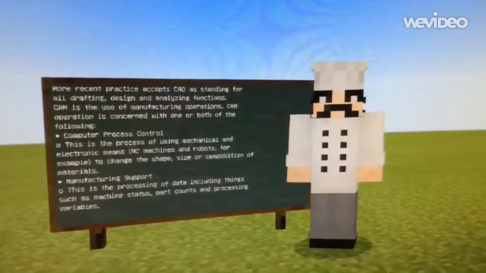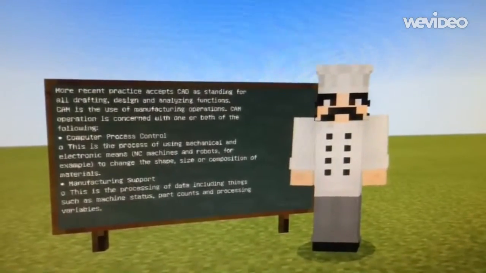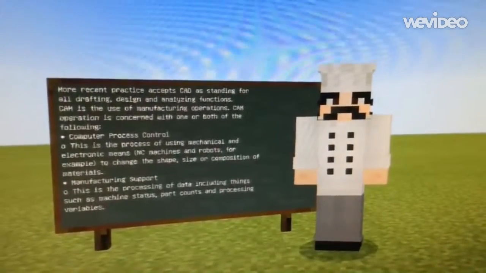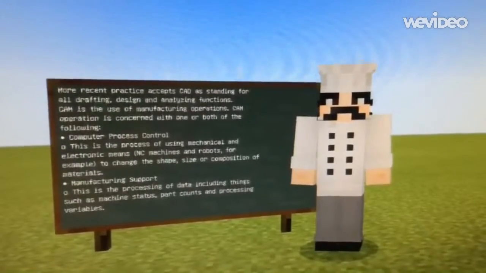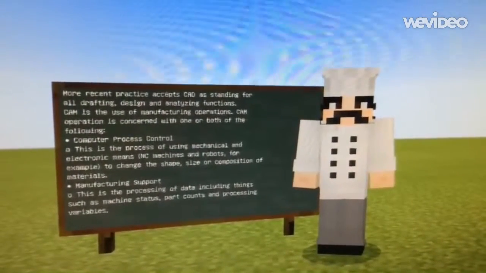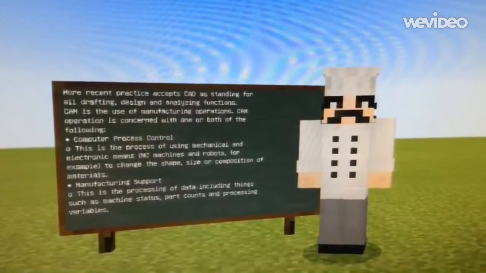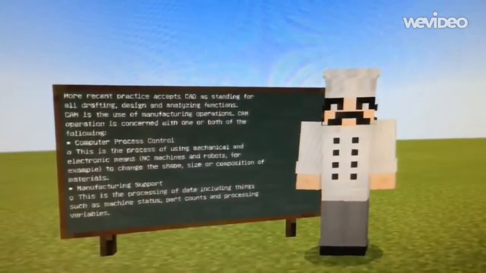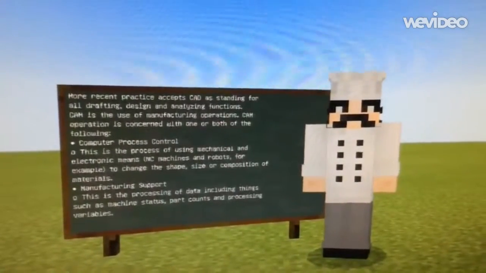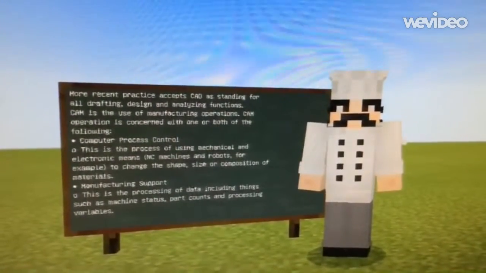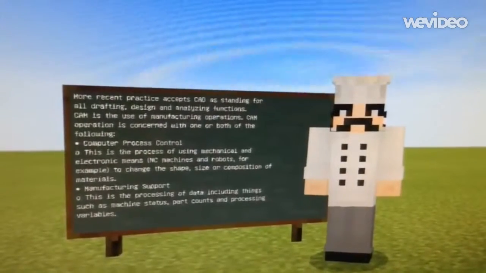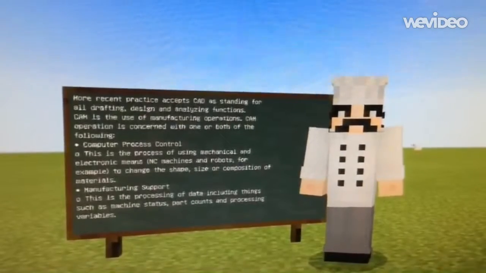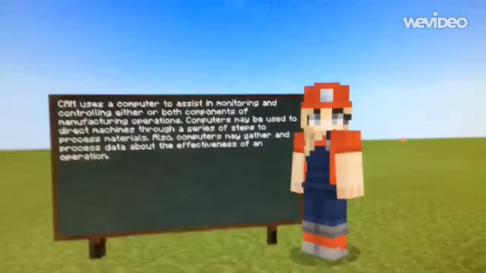CAM is the use of computers in manufacturing operations. CAM operation is concerned with one or both of the following. Computer process control: this is the process of using mechanical and electronic means, NC machines and robots, for example, to change the shape, size, or composition of materials. Manufacturing support: this is processing of data including things such as machine status, parts counts, and processing variables.